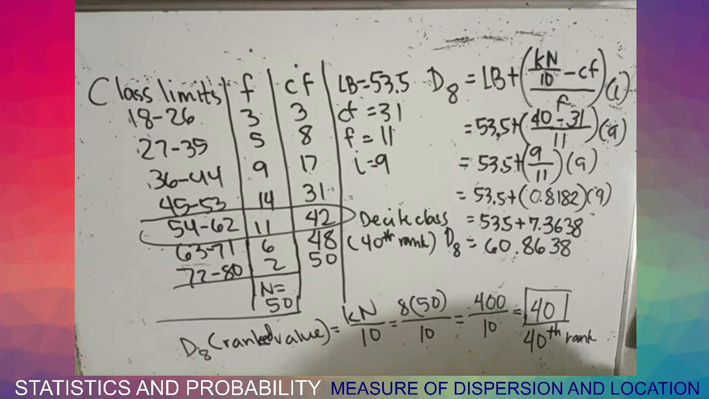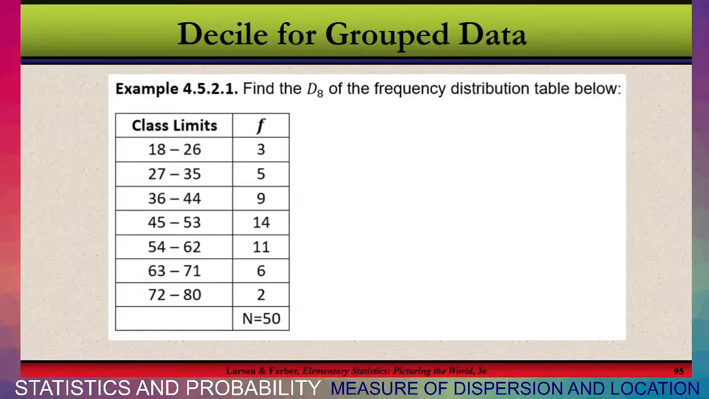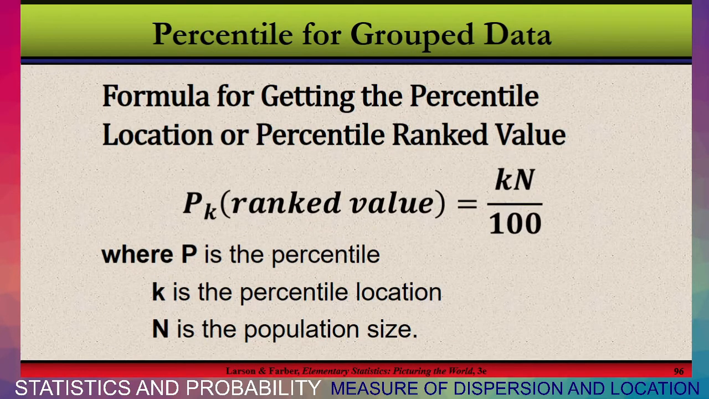Okay, so discuss lang natin yung huli, which is yung percentile. Formula for getting the percentile location or percentile rank value: P sub k rank value is equals to Kn over 100, where P is the percentile, K is the percentile location, N is the population size. Rank value muna bago si percentile.